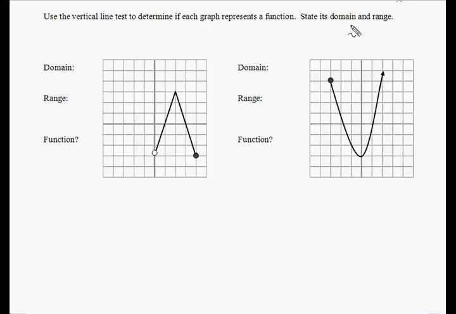Use the vertical line test to determine if each graph represents a function. State its domain and range. To figure out the domain, we look to see how far left to how far right the graph goes.